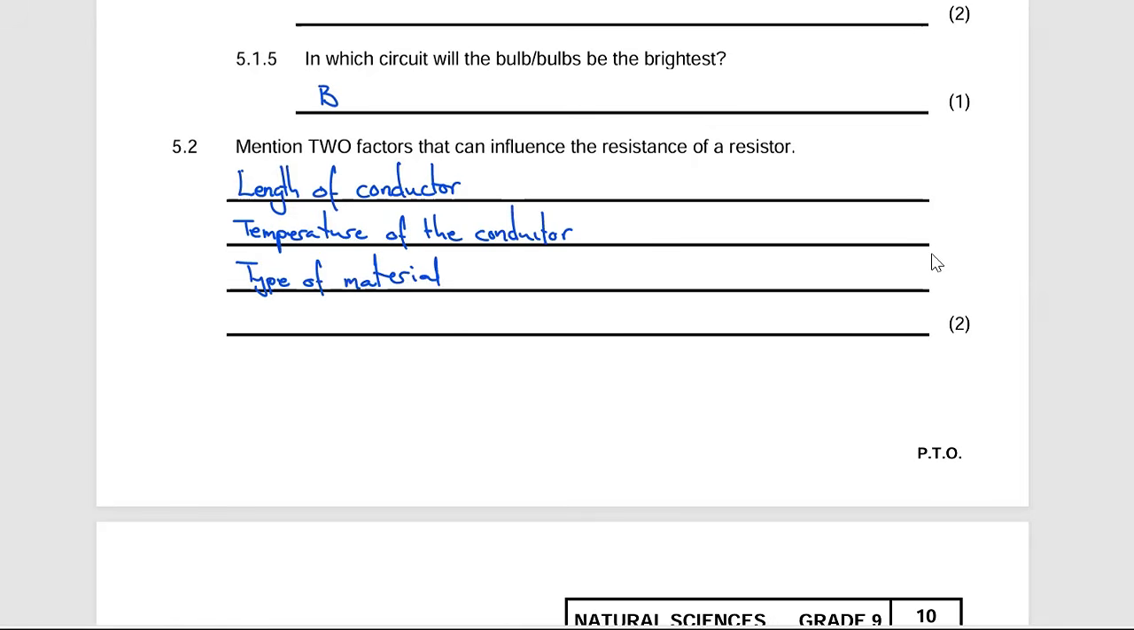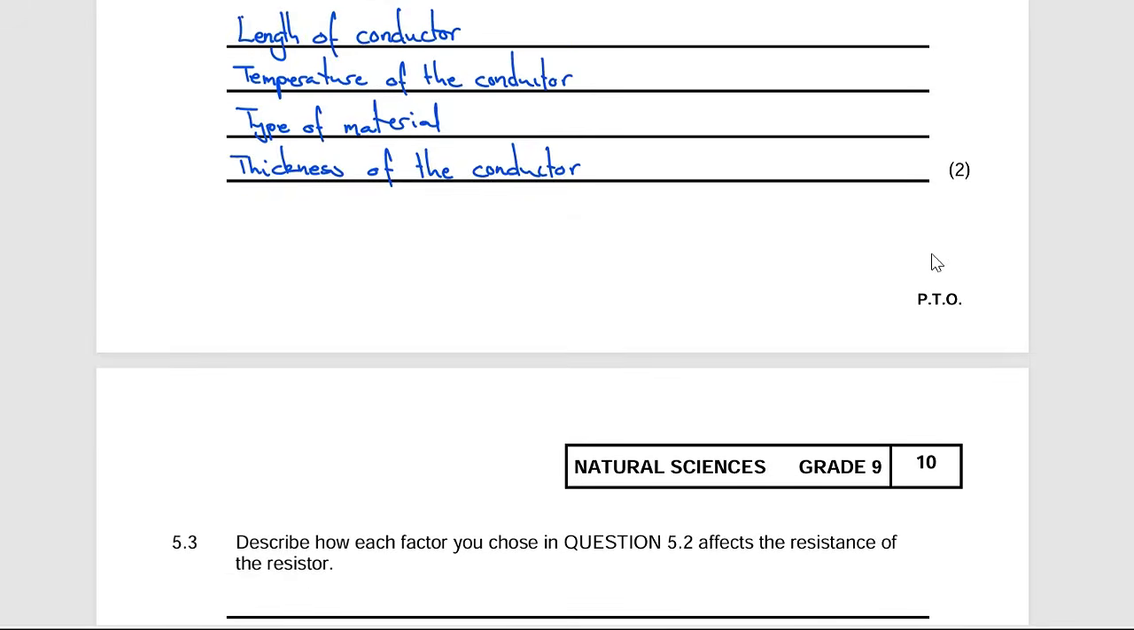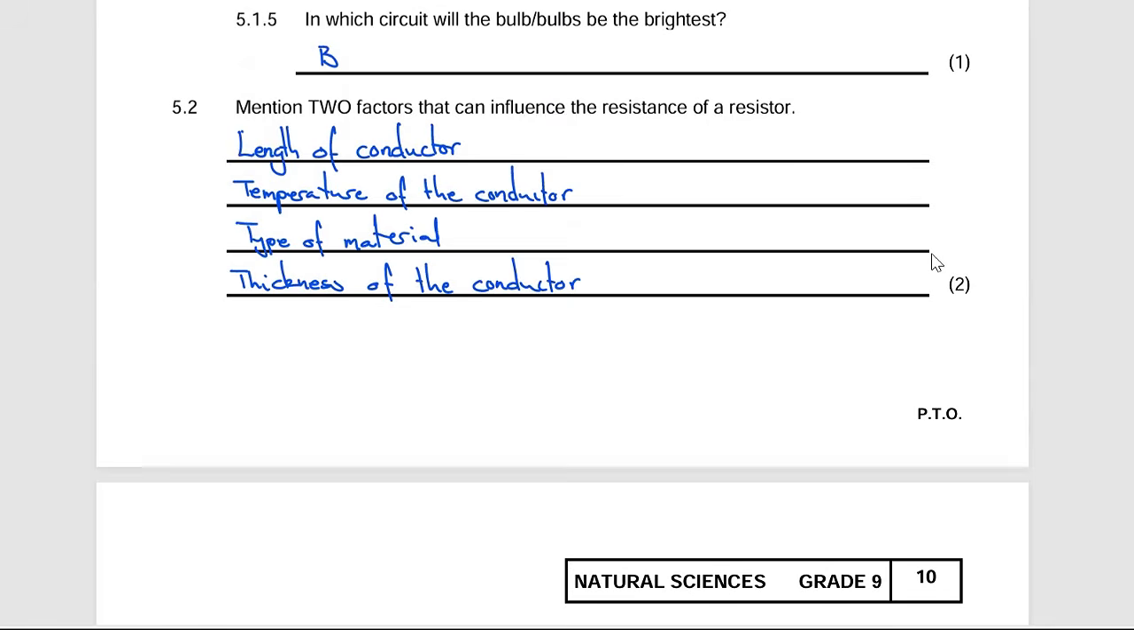And then the fourth one that I'm going to mention is the thickness of the conductor. Okay, so to explain this one, the thinner the wire, the higher the resistance, right? So if your conductor is thicker, it's going to have a lesser resistance. Then we're going to proceed. So here we were only asked to mention 2 factors.